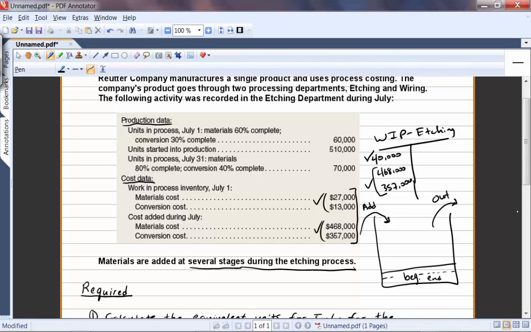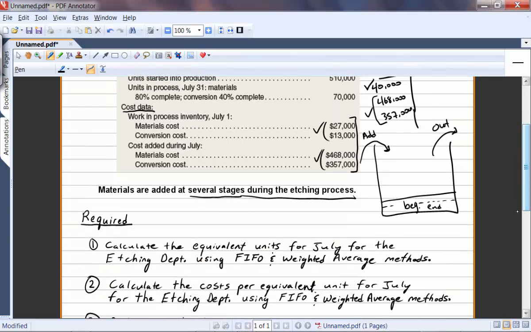So the whole purpose of this exercise is to figure out an estimate of the dollar amount of cost that went out. And then once we have an estimate of that, we can automatically get the dollar amount of costs that are left, right? Just use the formula that beginning plus added minus what went out equals ending. Or inversely, we could estimate the costs that are left.